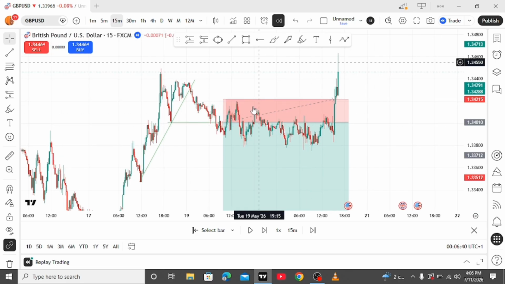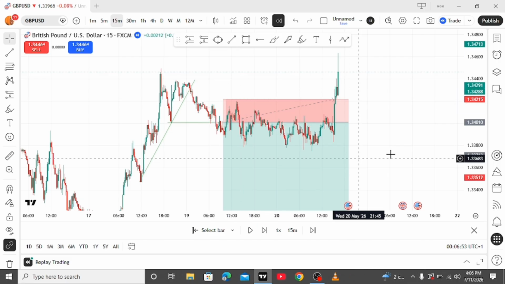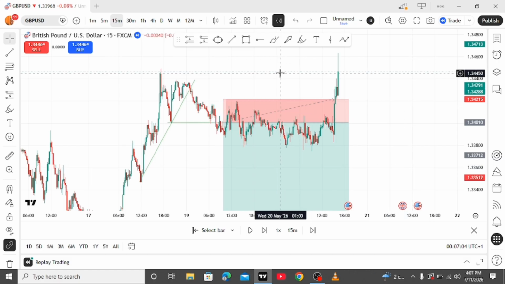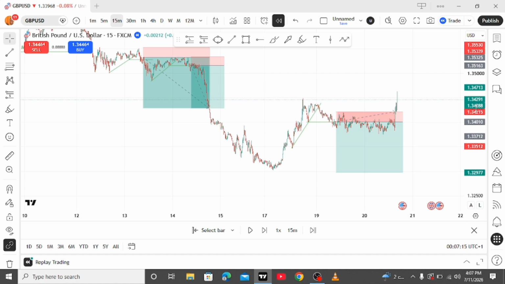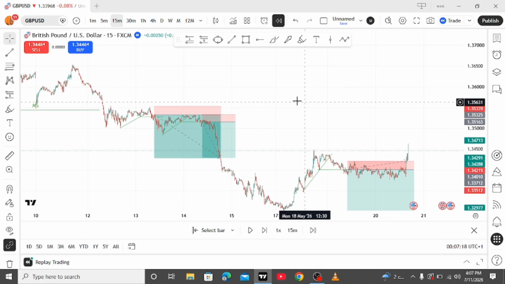But this loss we just took right here doesn't mean the continuation pattern do not work. The continuation pattern still work till today, and that is what I'm using to make money from the market till this very day. So this is all for this video. Now you understand how the continuation pattern works.